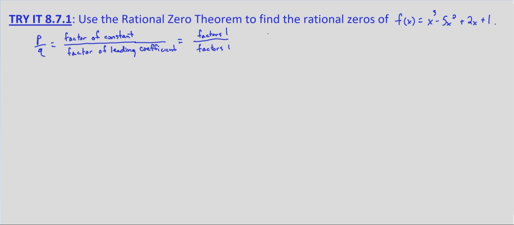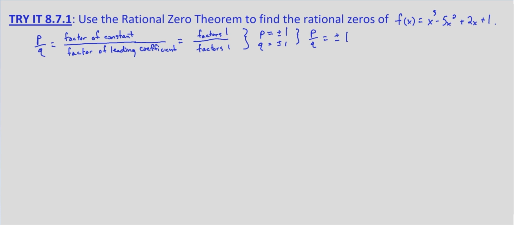So in other words, our possible p's are plus or minus 1, because that's the only factors of 1, and our possible q's are plus or minus 1. So if we look at our possible p over q, in this case it's just 1 over 1, so it's just plus or minus 1. So our possible rational zeros are 1 and negative 1.